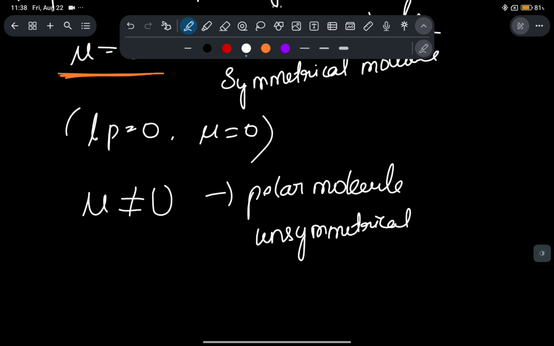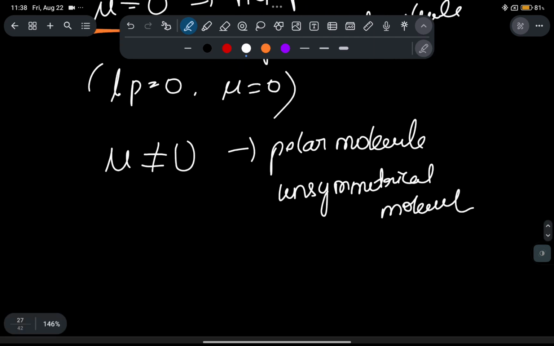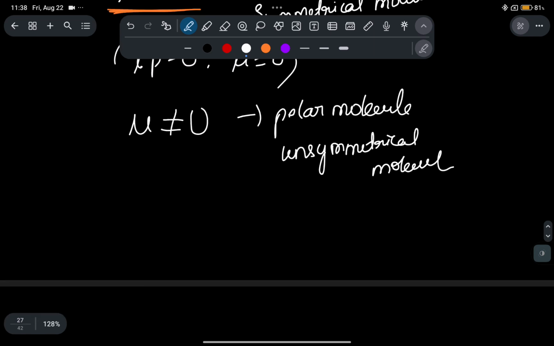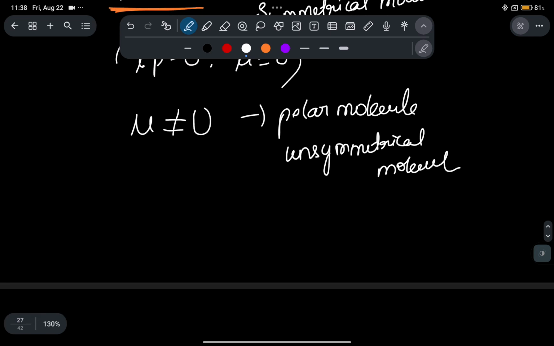Unsymmetrical molecule means there will be a lone pair present in that one. Lone pair means there will be a bent structure and the shape will be different, like pyramidal, T shape. Because of the lone pair, the shape of the molecule will be different while the hybridization is the same. So the unsymmetrical molecule has mu not equal to 0.